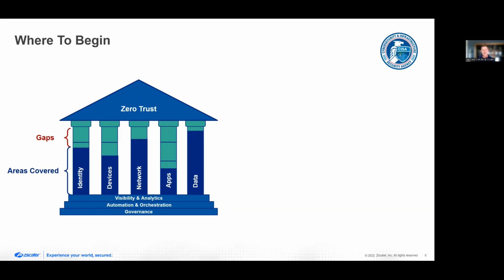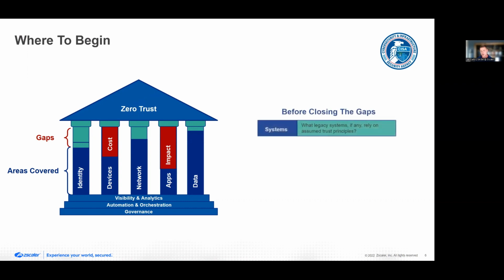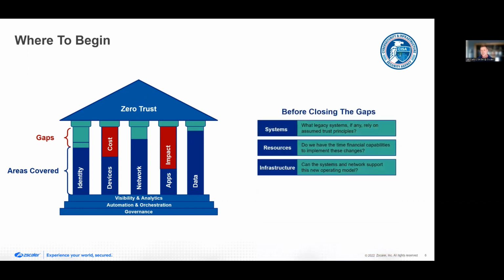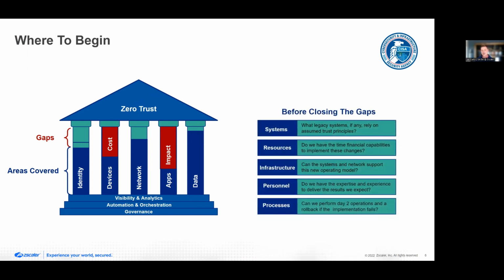Then I want to figure out where I can have the greatest impact for the least amount of cost. Oftentimes you'll find you can have a pretty great impact without doing a whole lot of implementation of an arduous project, if you will. But once I identify the areas I want to start first, I then ask a few questions. First of all, do I have the systems, resources, infrastructure, personnel, and processes to take on this project effectively?